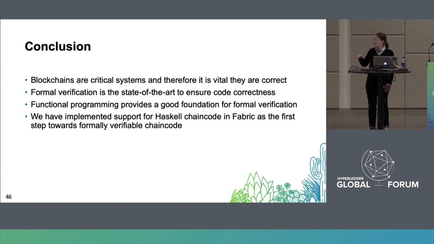So in conclusion, we hope that we've convinced you that blockchains are critical systems, and therefore it's vital that the smart contracts are correct. Formal verification is the current state of the art to ensure code correctness, and functional programming provides a good foundation for formal verification because of their shared roots in mathematics. So we've implemented support for Haskell chaincode in Fabric, and we believe this is the first step to being able to provide formally verifiable chaincode.